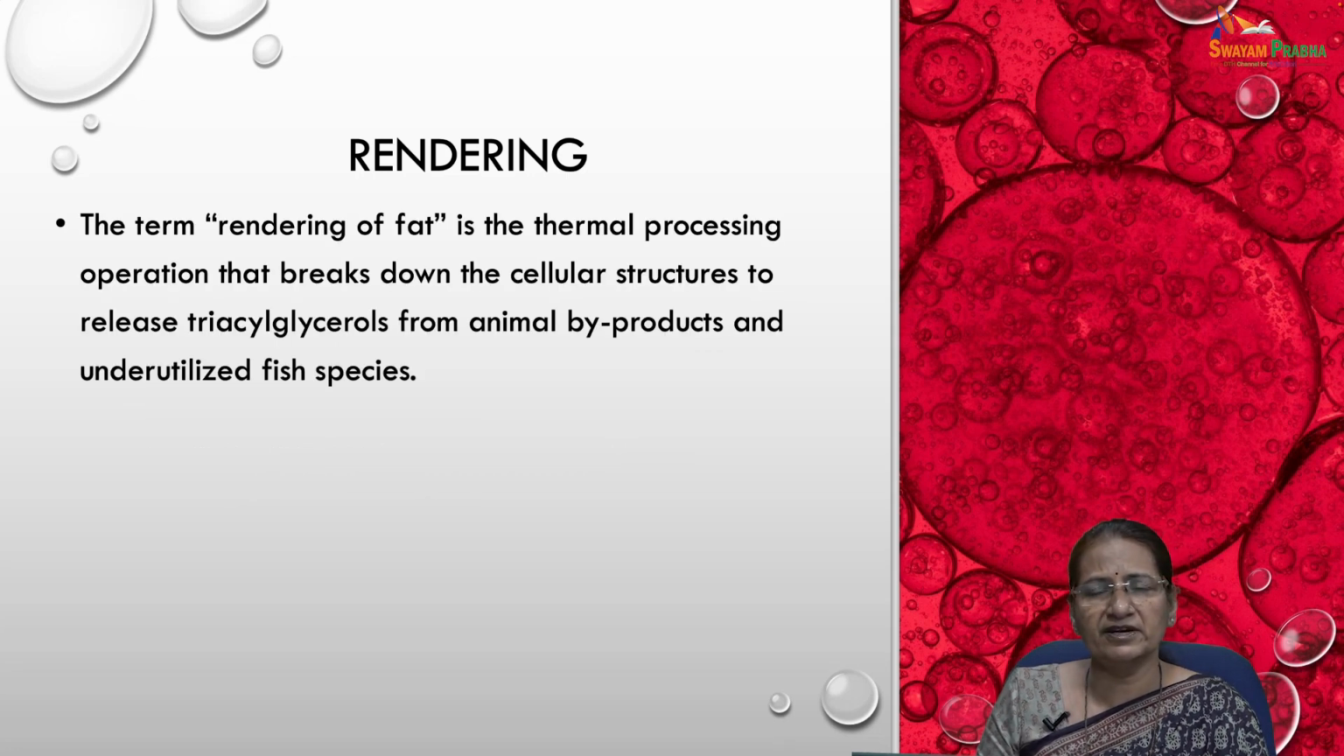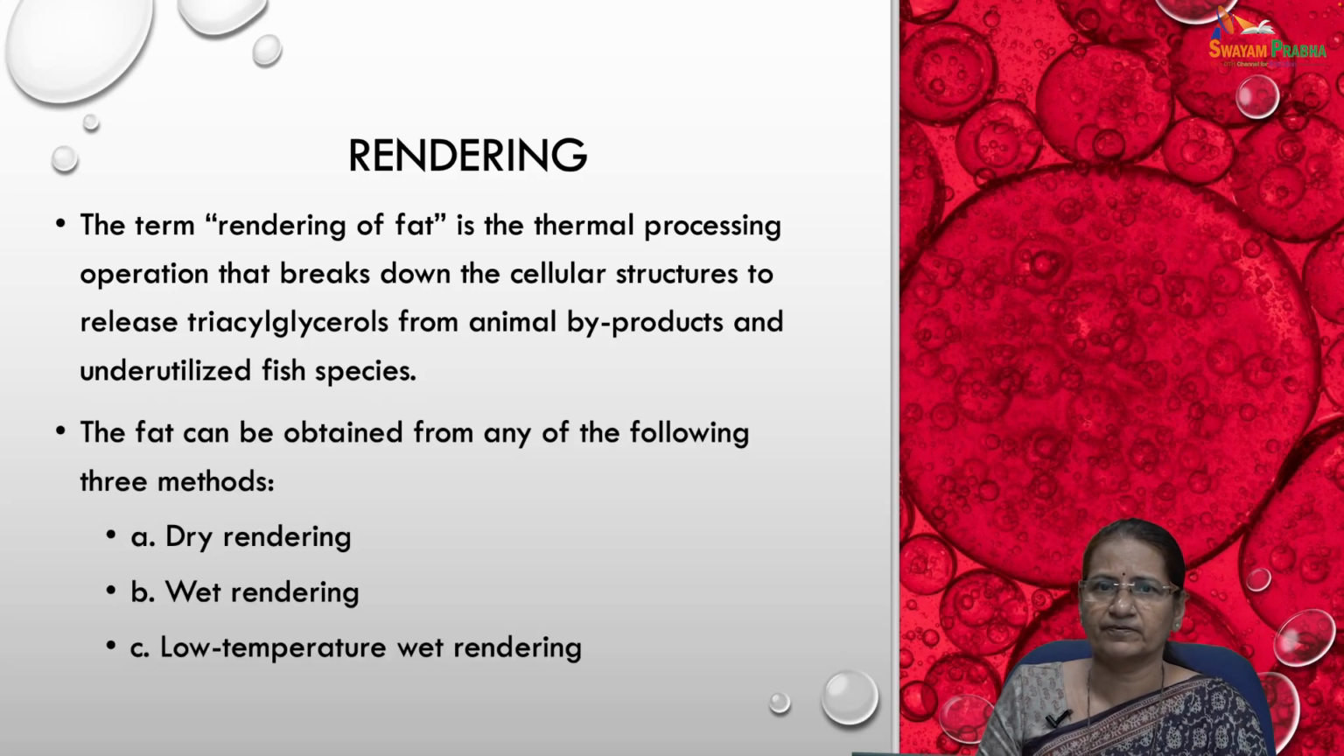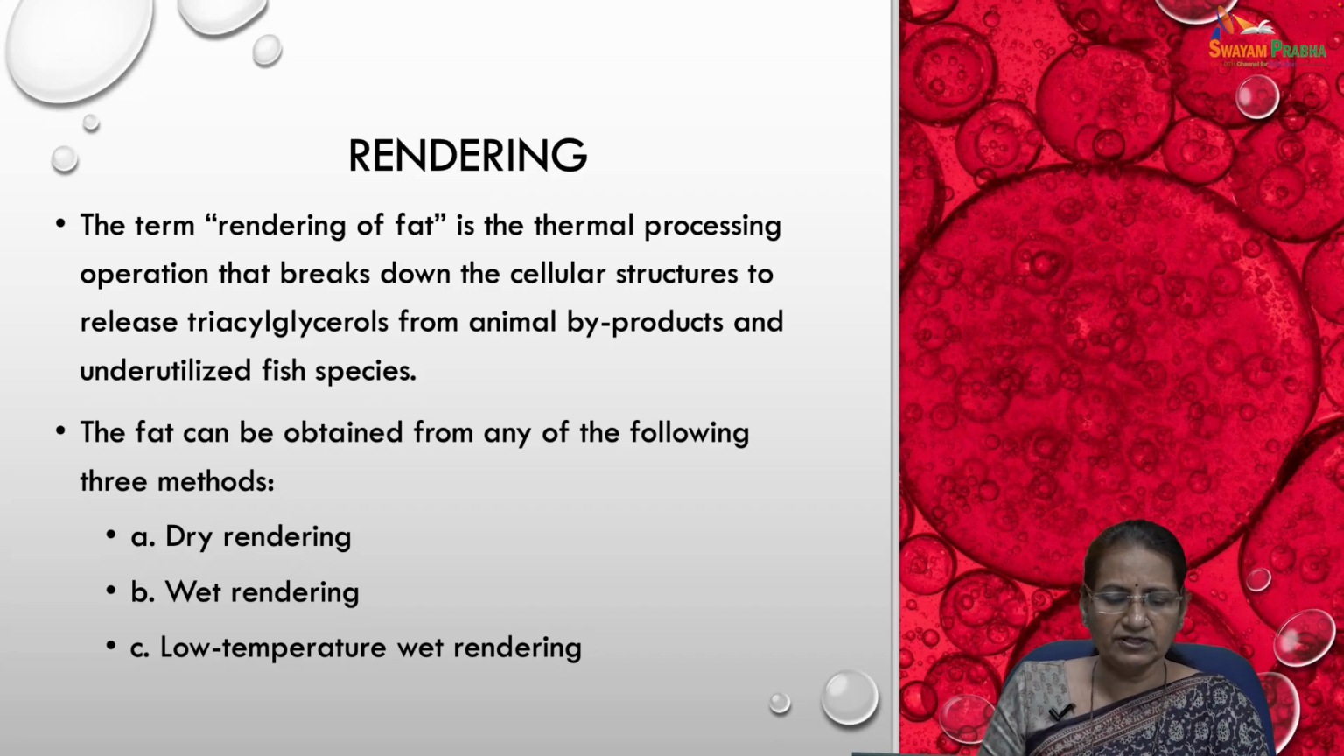Thus, the term rendering of fat is the thermal processing operation that breaks down the cellular structures to release triacylglycerols from animal byproducts and underutilized fish species. The fat can be obtained from any of the following three methods: A. Dry rendering, B. Wet rendering and C. Low temperature wet rendering.